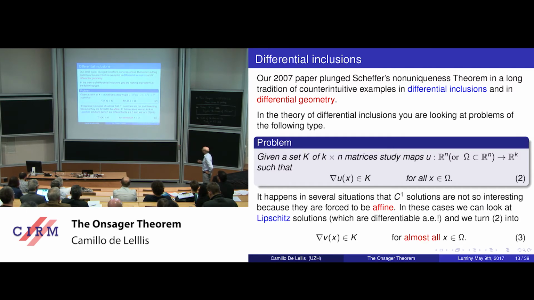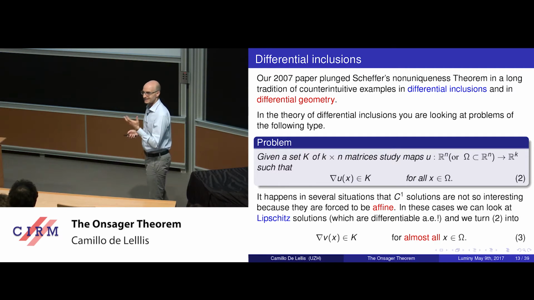Now, when you are considering problems in differential inclusions like here, usually you don't consider C1 solutions, because C1 solutions are very rigid. For most interesting examples, you consider Lipschitz solutions. So Lipschitz solutions of problems in differential inclusions are kind of cousins of L infinity solutions to the Euler equations.